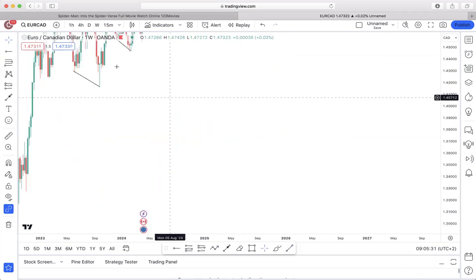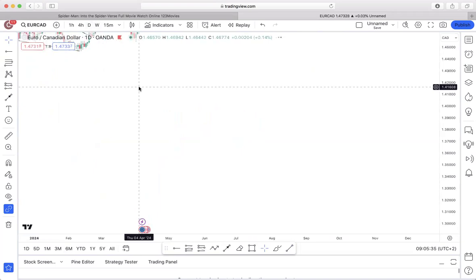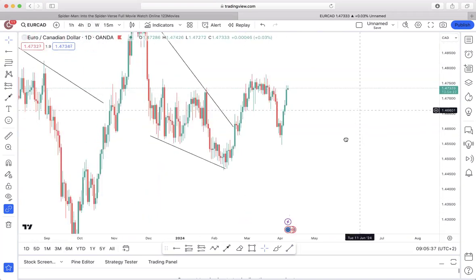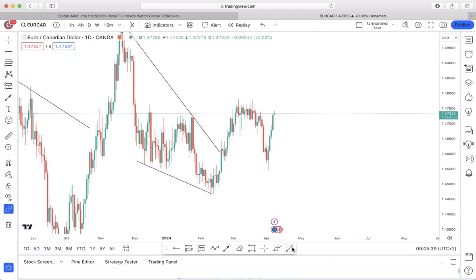And now we're moving onto our daily time frame. So in the daily time frame, what are we seeing? This is acting as our impulsive movement, and this is our corrective structure.